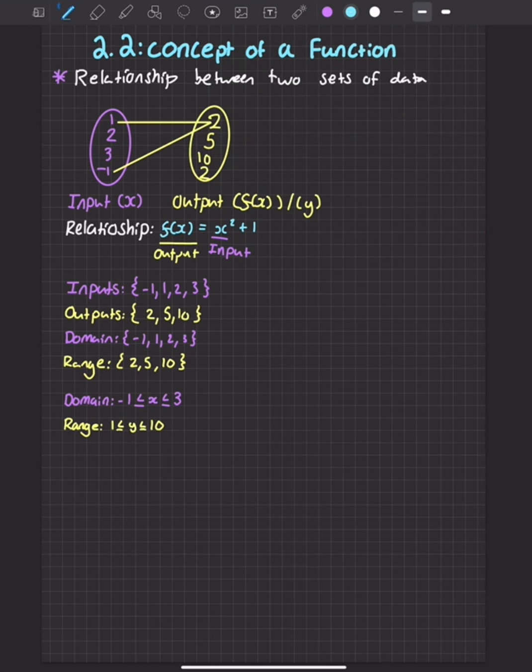So now you have your domain, you have your range, and you have your function, which is f of x equals x squared plus 1. And you want to display this relationship in a visual manner, because it's always easier to understand data if you can see it visually, if there's a graphical representation. And how would you do this? Well, you draw it in the form of a graph.